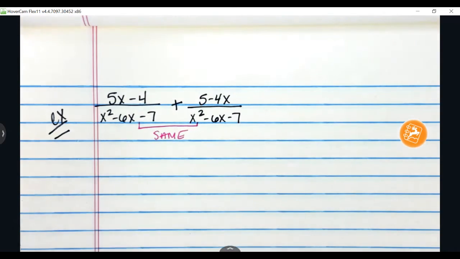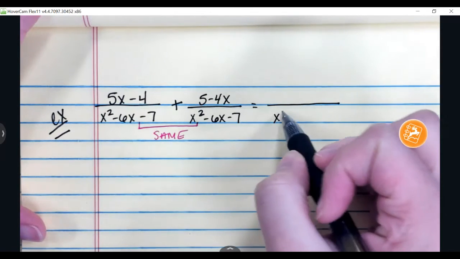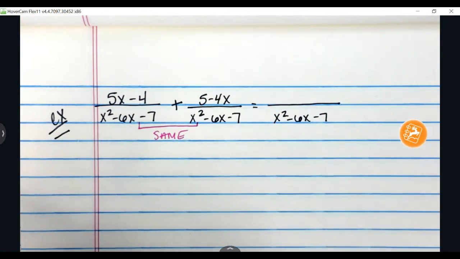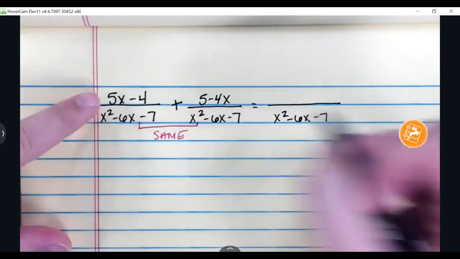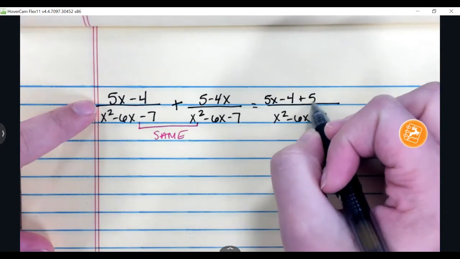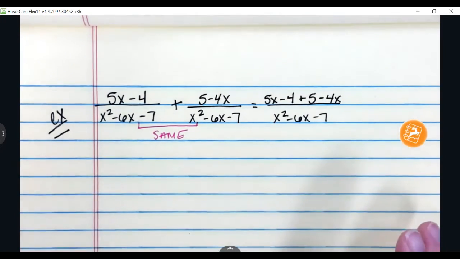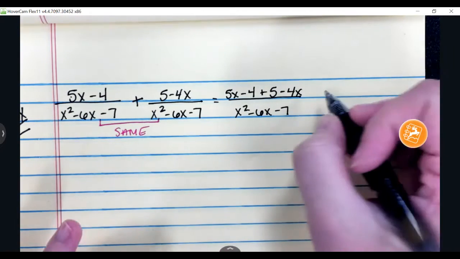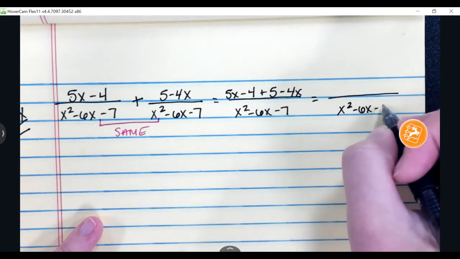So once I know my denominators are the same, I can rewrite it, x squared minus 6x minus 7. And I can combine everything on top. I'm just going to write it straight across. 5x minus 4 plus 5 minus 4x. All I did is rewrite 2 fractions as 1 fraction, okay? So now let's combine like terms. My denominator is going to stay the same.